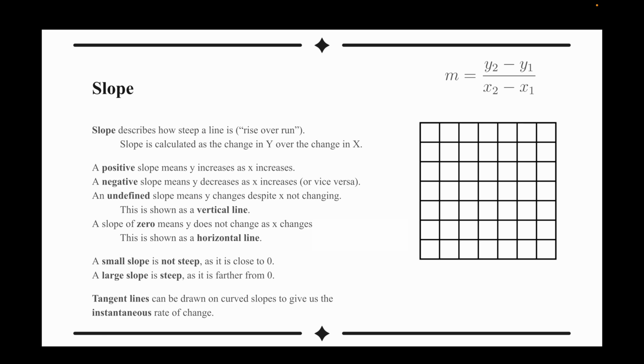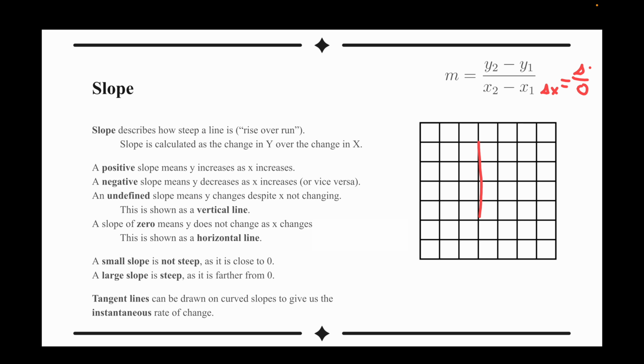An undefined slope means y changes despite x not changing, and this is shown as a vertical line. If I draw a line here going straight up and down, then it means that the delta x here, the term on the bottom, is going to be 0. No matter what delta y will be, this number has to be undefined because you can't divide by 0.